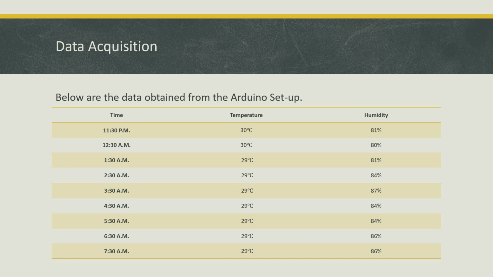For 3:30 a.m., the temperature is 29 degrees Celsius and the humidity is 87%. For 4:30 a.m., the temperature is 29 degrees Celsius and the humidity is 84%. For 5:30 a.m., the temperature is 29 degrees Celsius and the humidity is 84%. For 6:30 a.m., the temperature is 29 degrees Celsius and the humidity is 86%. For 7:30 a.m., the temperature is 29 degrees Celsius and the humidity is 86%.